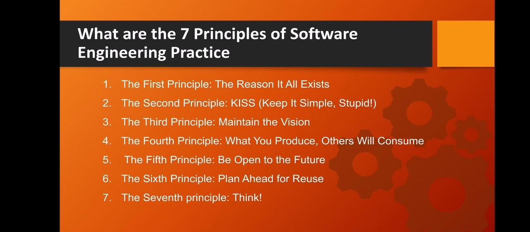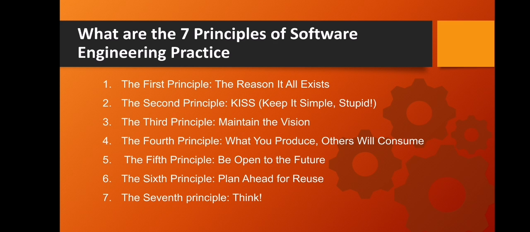The third principle is maintain the vision. A clear vision is essential to the success of a software project. Without one, a project almost unfailingly ends up being of two or more minds about itself.